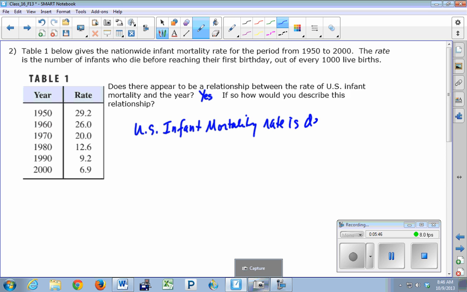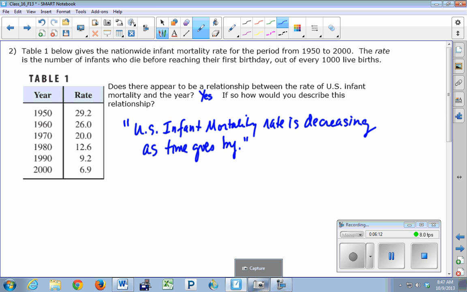Is decreasing as time goes by. Okay, so this is decreasing as time goes by. So no fancy language, right? He's just noticing that as time goes by, I kind of like that. There's an old song called As Time Goes By. Anyway, as time goes by, the infant mortality rate is decreasing. Okay, that's it.